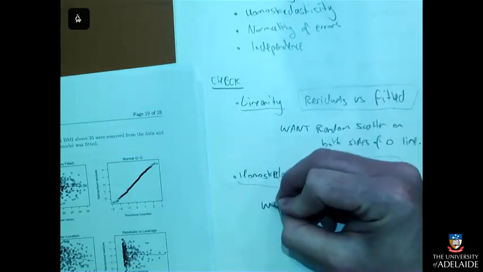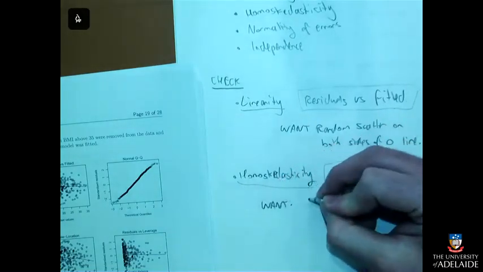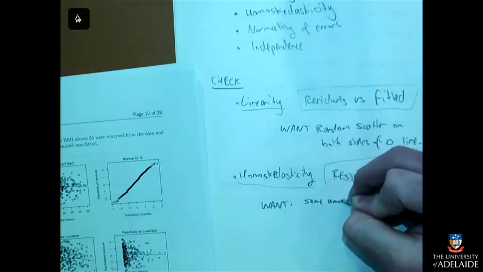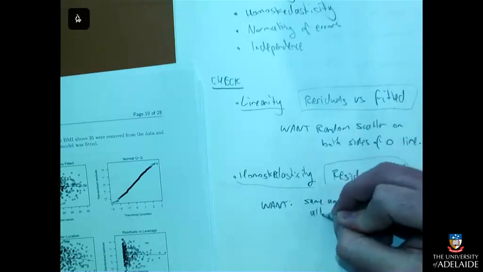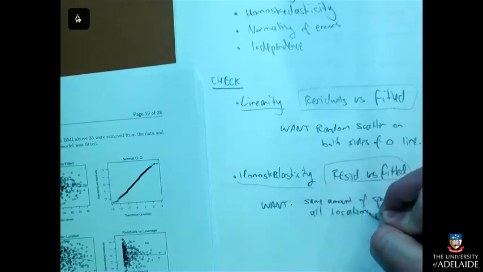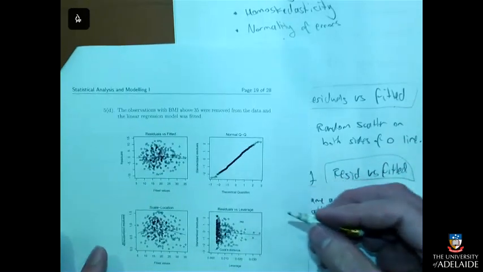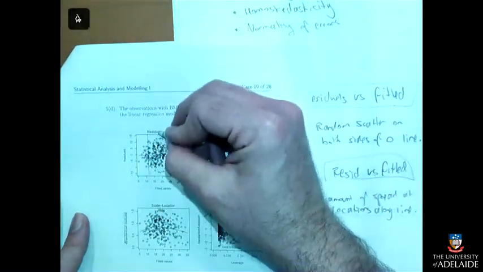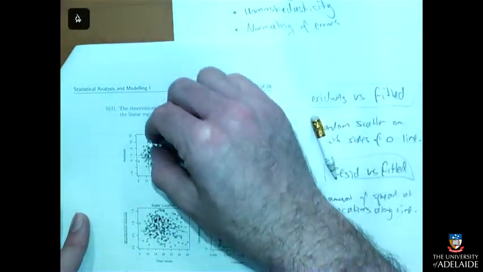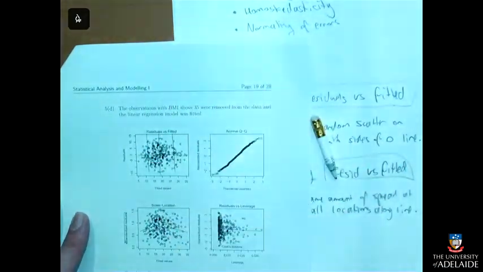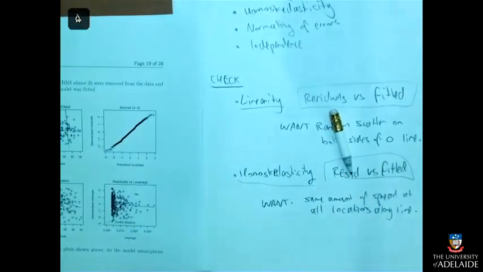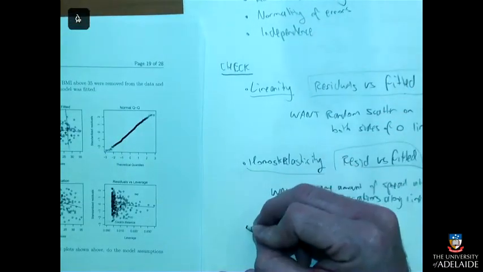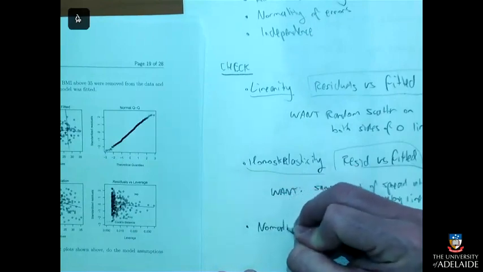And what you want is the same amount of spread at quite similar locations along the line. What some people do is they cut it into pieces, like 4 or 5 bits, and check that there's roughly the same amount of scatter in each bit. The ones on the edge don't really count as much. And then, let's see, normality of errors.